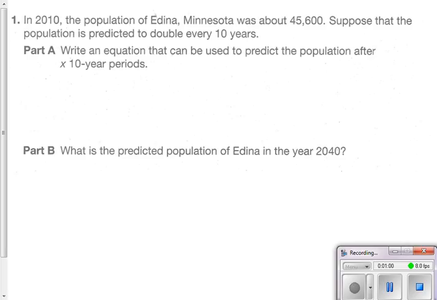So here in example 1, it says in 2010 the population of Edina, Minnesota was about 45,600. Suppose that the population is predicted to double every 10 years. So it's going to double every 10 years. Here's your starting point. In part A, it says write an equation that can be used to predict the population after x 10-year periods.